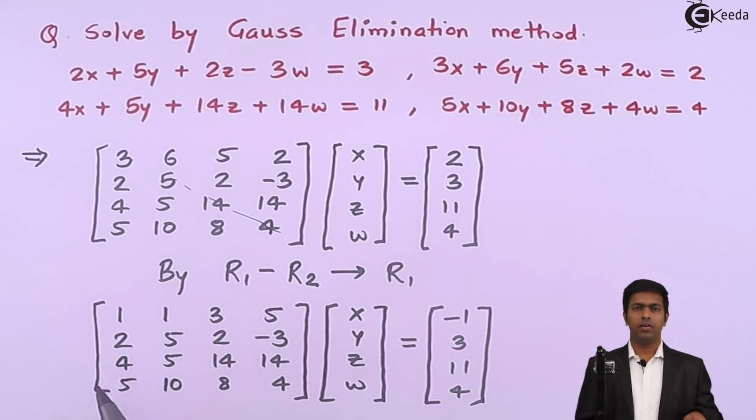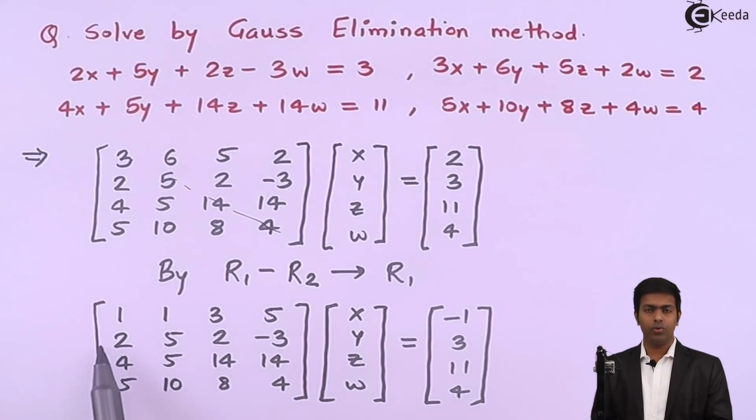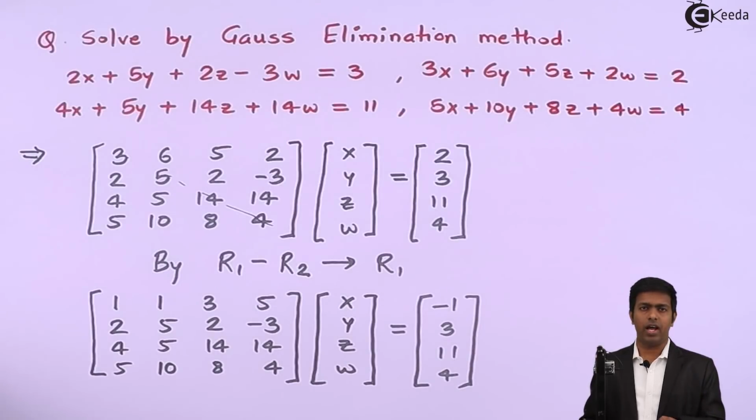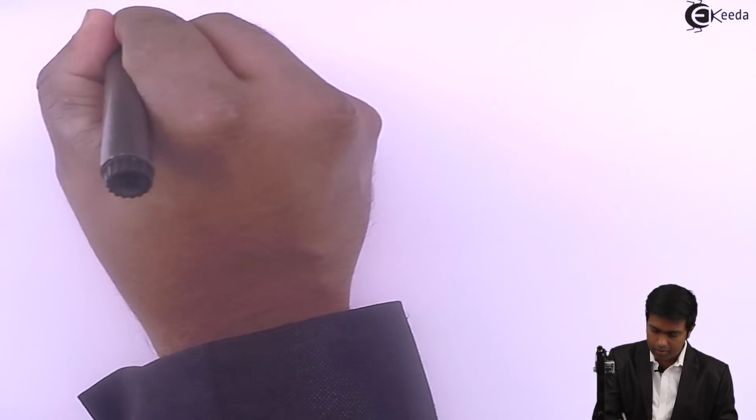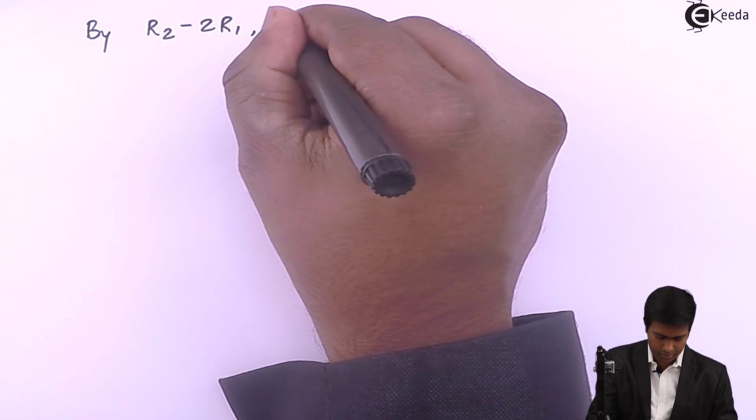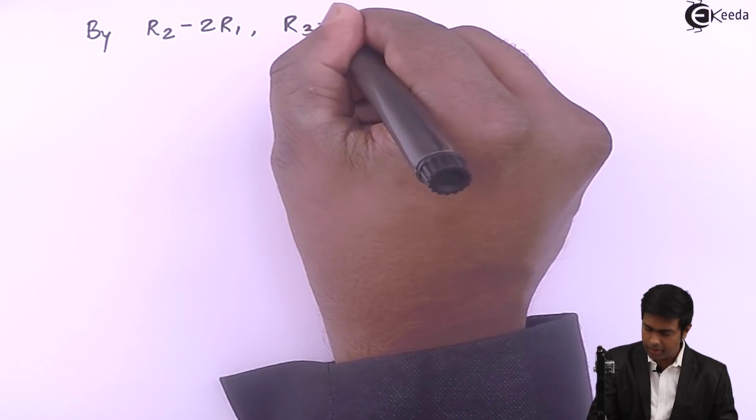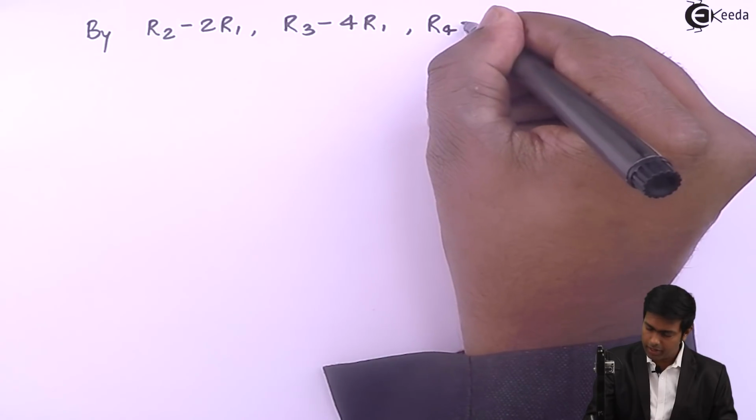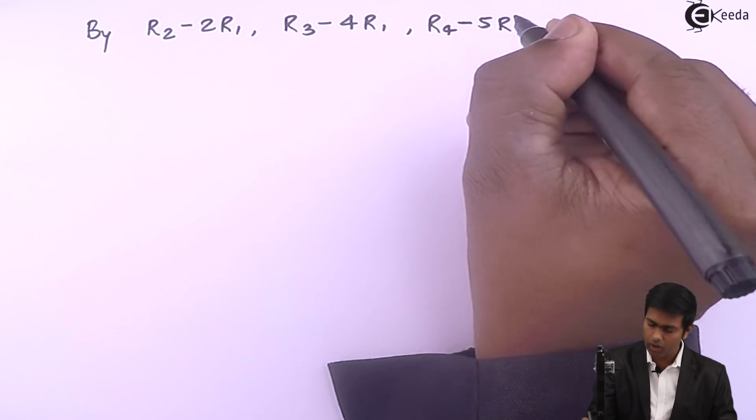Now here we got 1. So I'll do R2 minus 2 times R1, so automatically this element will become 0. Next I'll do R3 minus 4 times R1 and R4 minus 5 times R1. So these 3 elements will become 0. So now I will write R2 minus 2 times R1, next R3 minus 4 times R1 and R4 minus 5 times R1.